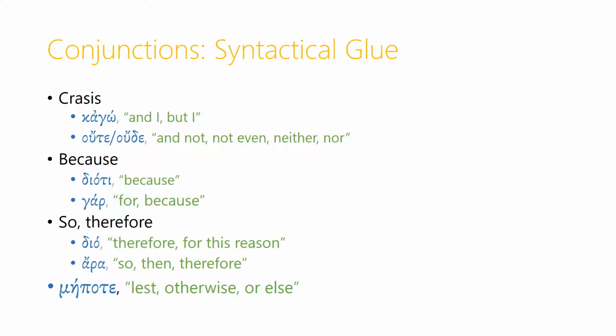Oute, and the other form is oude, similarly is from ou, not, and te, or de. So it means and not, or not even, or neither, or nor.